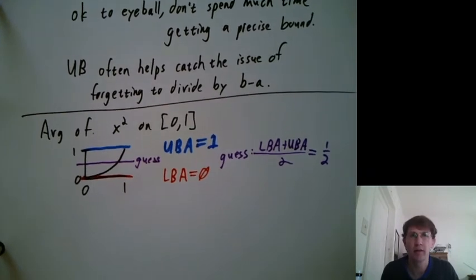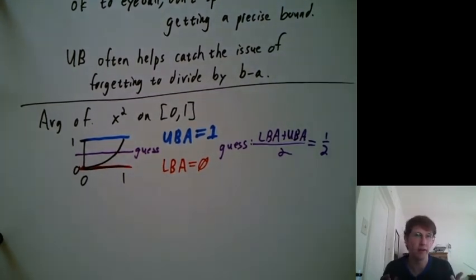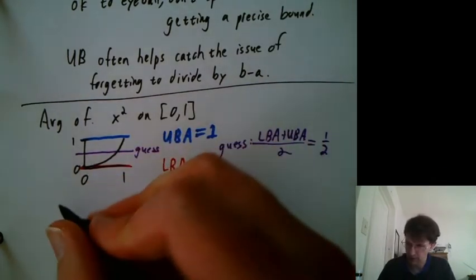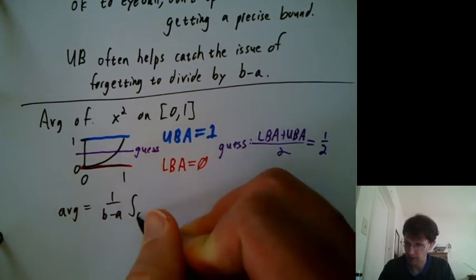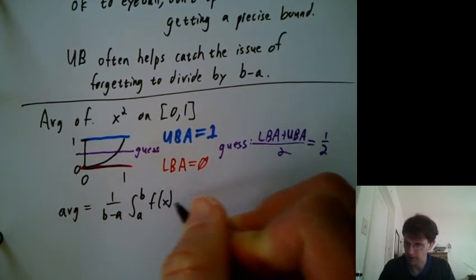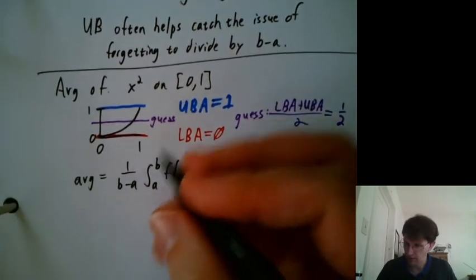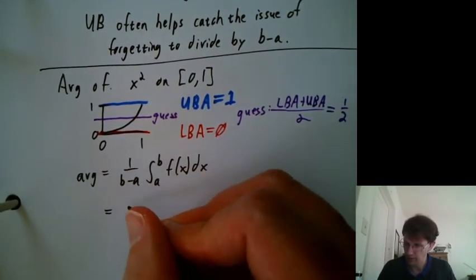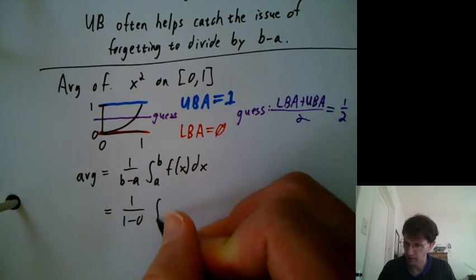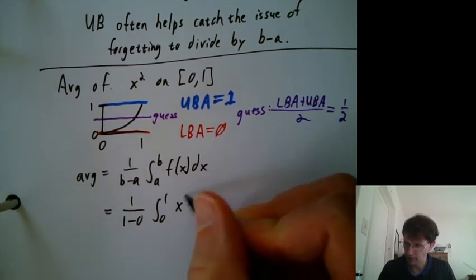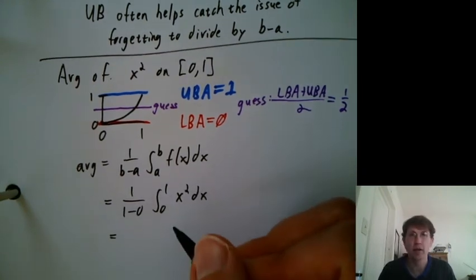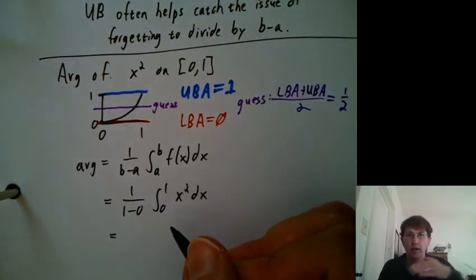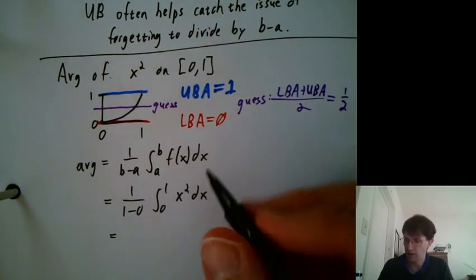And take a look at the diagram and think whether you think that guess is higher than the true average or lower than the true average. So what is that average? It's 1 over b minus a, integral from a to b of f of x dx. And then we'll make it specific to the problem. So it's 1 over 1 minus 0, integral 0 to 1 of x squared dx. And try to do this, like pause the video, run ahead of me, and then let the video run and see if we end up in the same spot.